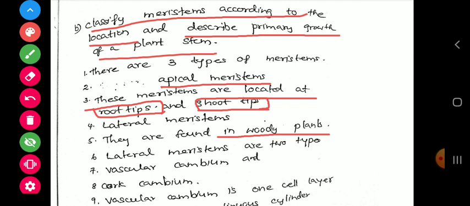Right, then lateral meristems, they are found in woody plants. Lateral meristems are of two types. What are they? Vascular cambium and cork cambium. Lateral meristems are of two types. They are the vascular cambium and the cork cambium. Very easy facts.